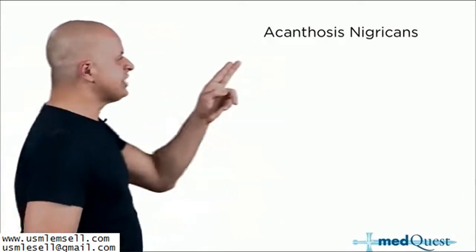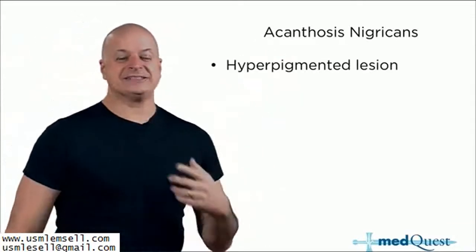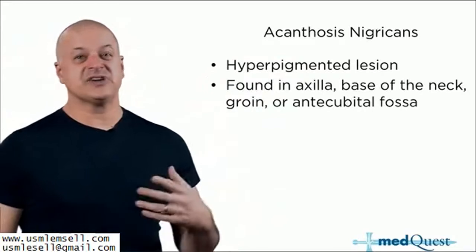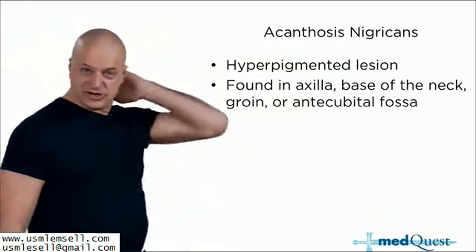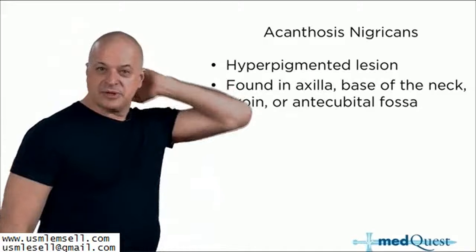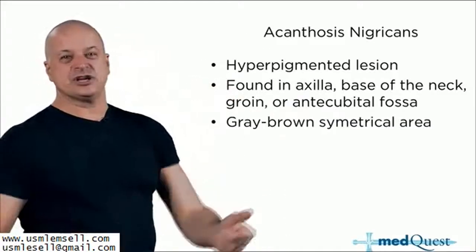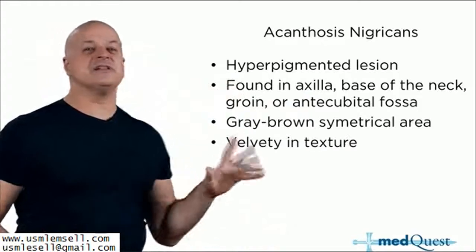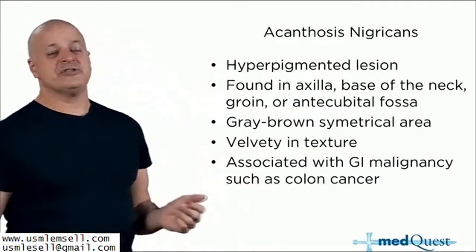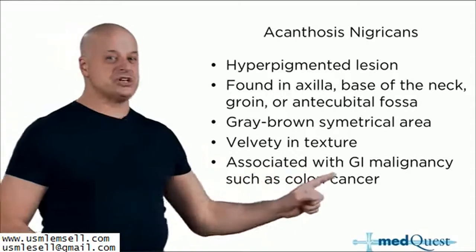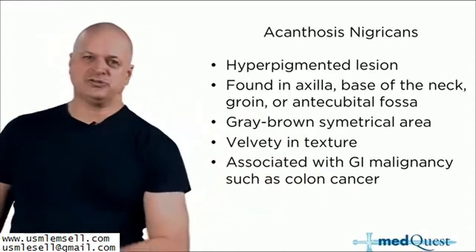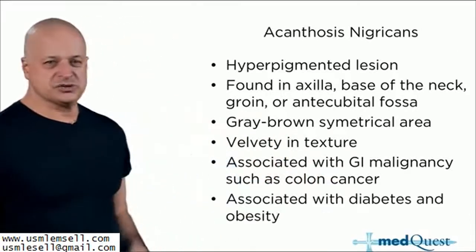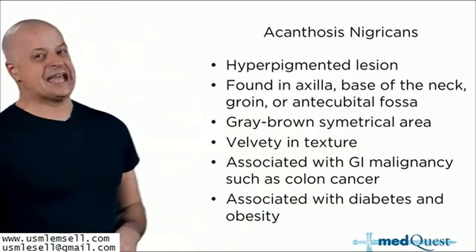Sometimes it's acanthosis nigricans. It is a hyperpigmented lesion that is found in the axilla, sometimes around the neck, down the neck, and the antecubital fossa, and this grayish, brownish, velvety textured velveteen rabbit is associated with GI malignancy, and that is your most frequently asked question. It's associated with GI malignancy, diabetes, and obesity.